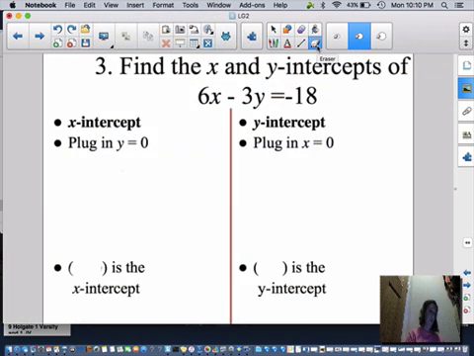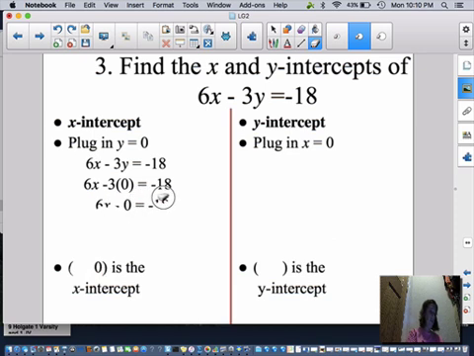Okay, so we're going to do the x-intercept. X-intercept of this one, again, we plug 0 in for y. We're going to show that. Remember, whenever we substitute numbers in for variables, we always use parentheses. So 6x minus 3 times 0 equals negative 18. So again, since I put 0 in for y, down here my ordered pair, 0 is going to be y. So we're going to go ahead and solve.